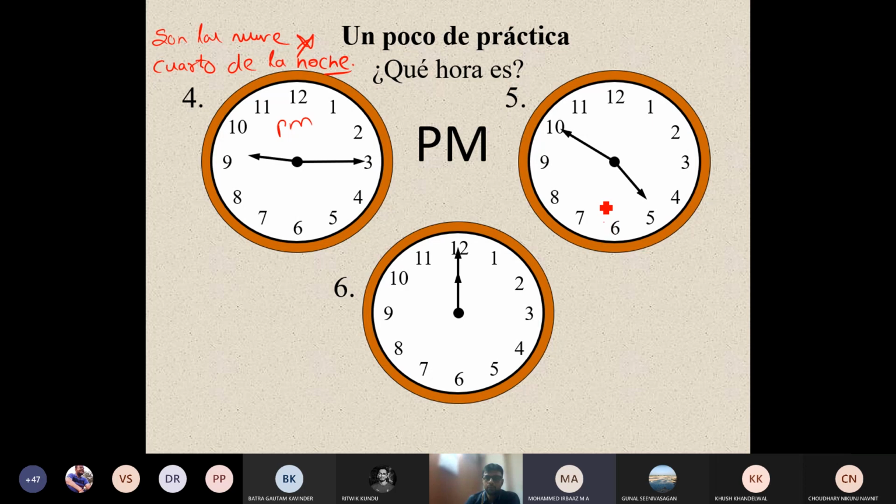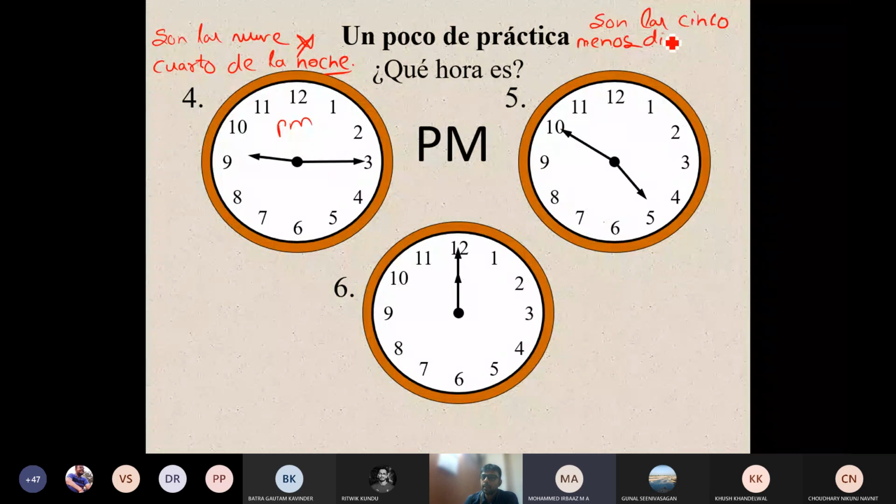So as you can see, the number of minutes are more than 30. You start using the next hour. I mean, the counting the next hour. So it will start with son las 5, then menos. And you don't need to use y and menos together. That is also not correct. Okay, only use menos. In how many minutes? 10 minutes. It will be diez de la. Okay. This one is understood.